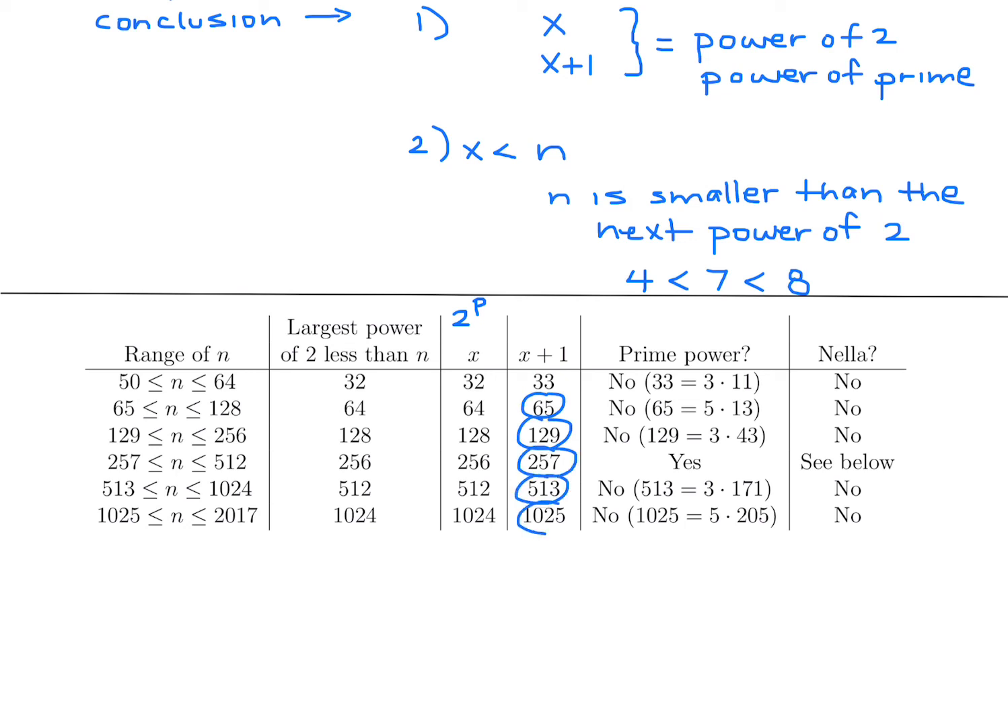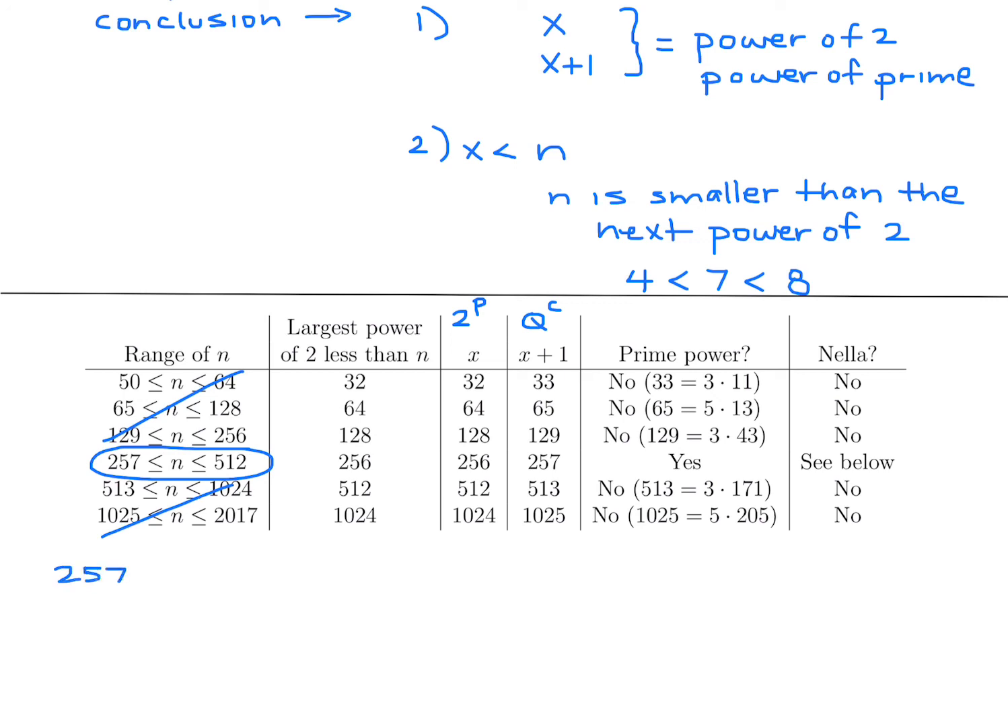This one is a prime. This one is not. This one is not. So the only scenario in which x is a power of 2 and x plus 1 is the power of a prime, say q to the power of something, where q is a prime number, is this one. So this is the only range that we have to be concerned with. All the others fail. So all of these guys fail here.